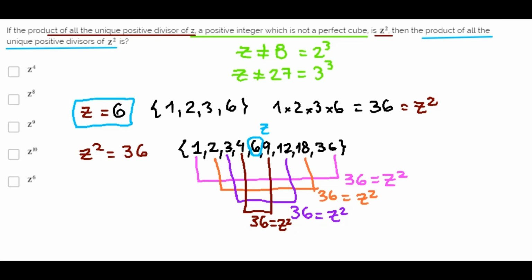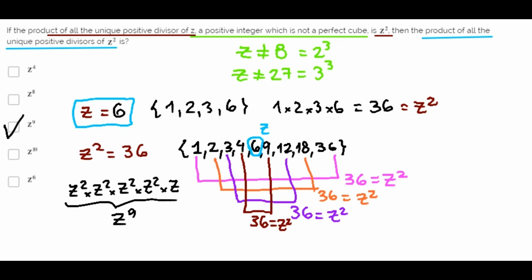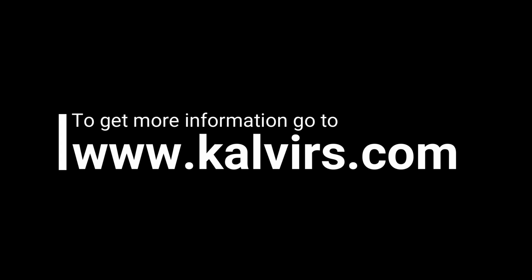So the product of all the unique positive divisors of z squared is z squared times z squared times z squared times z squared times z. And this is z to the 9th power. Choice C is correct.